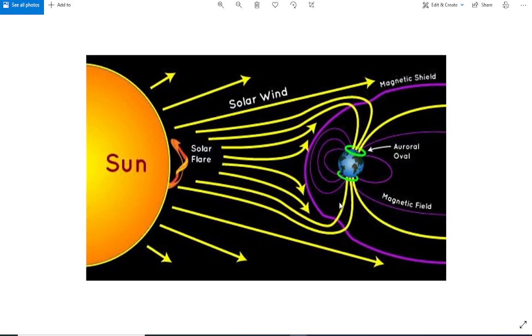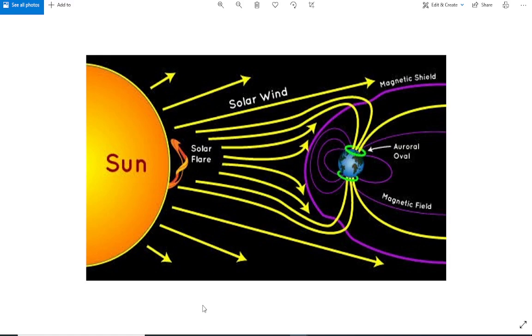See, when solar light enters the earth's magnetic field, the earth is surrounded by the magnetic field. Earth acts as a huge magnet, that is why we say north pole and south pole. This is the magnetic field around the earth, regarded as a magnetic shield. When light enters, the electrons will collide with the atmospheric particles of oxygen and nitrogen, and these atmospheric particles will get excited.